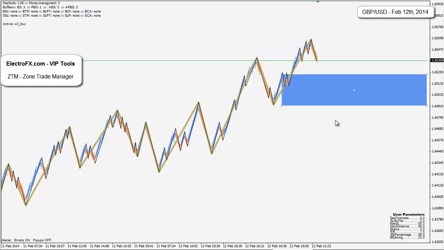Now there's nothing more for me to do at this point in time, and the Zone Trade Manager will email me once a trade is entered anyway. So I'll pause the video and get back to it at the next juncture.